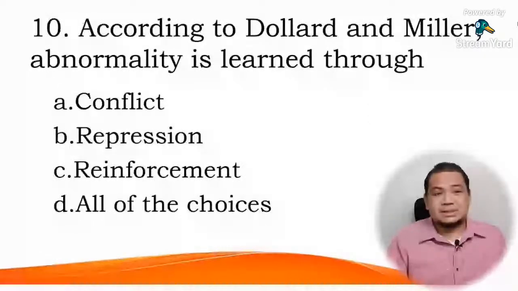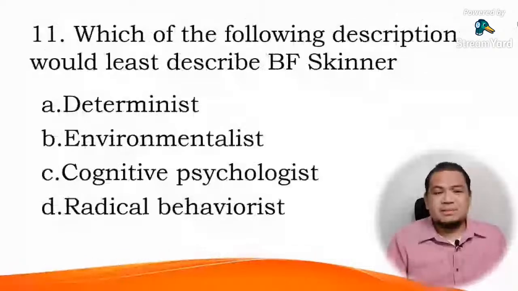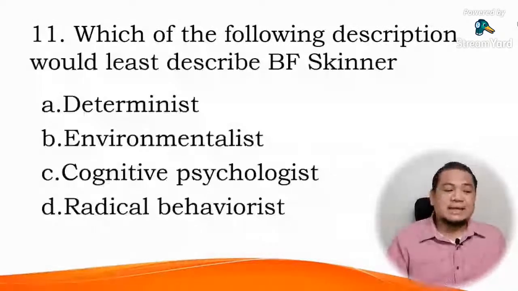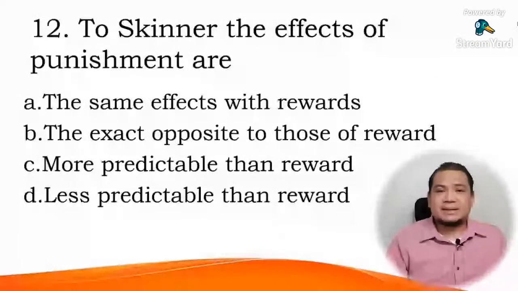Number 11. Which of the following description would best describe B.F. Skinner? Is it A, determinist, B, environmentalist, C, cognitive psychologist, or D, radical behaviorist? Number 12. To Skinner, the effects of punishment are A, the same effect with rewards. B, the exact opposite of those of reward. C, more predictable than reward. Or D, less predictable than reward.